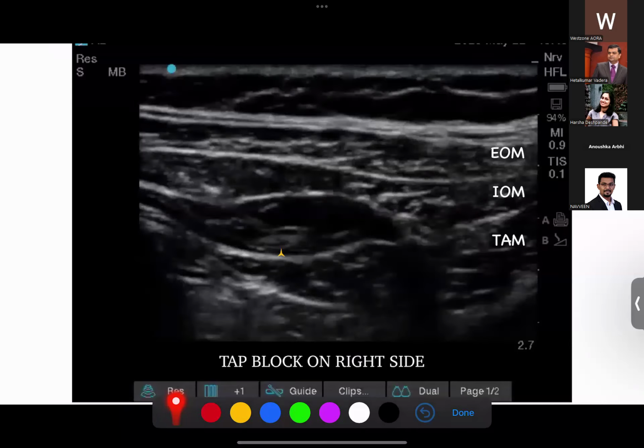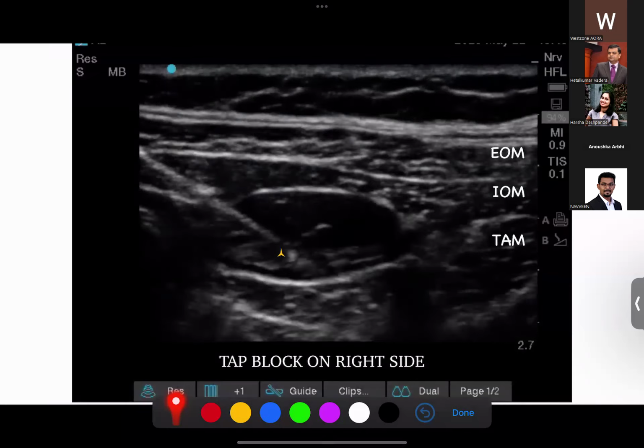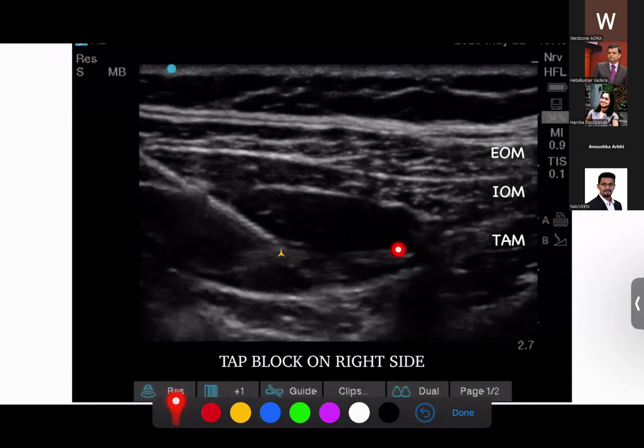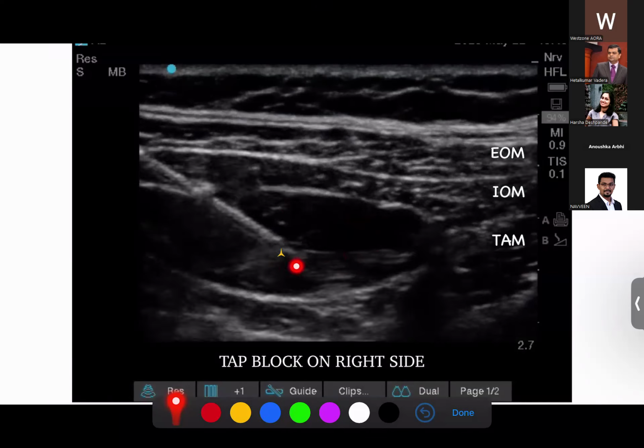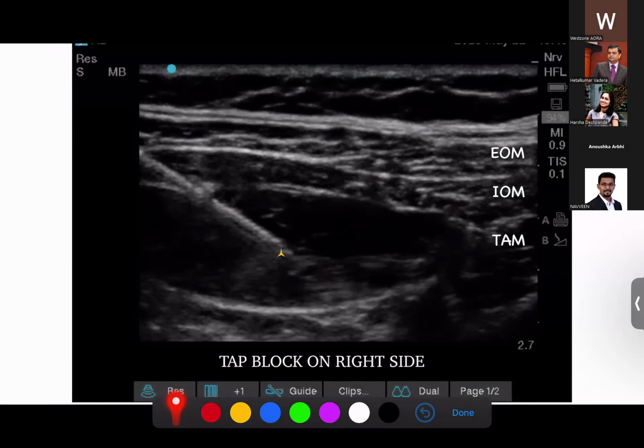Now this is a scan for TAP block on the right side. Here we can see the needle is already present in between internal oblique and transversus abdominis. This is the needle tip and the local anesthetic causing unzipping between internal oblique and transversus abdominis.